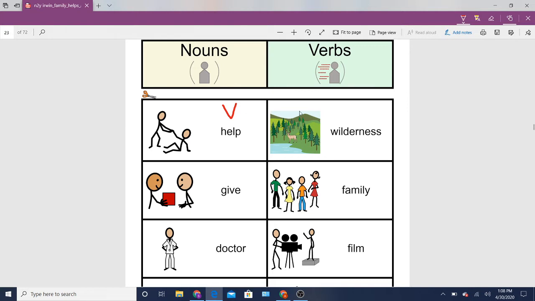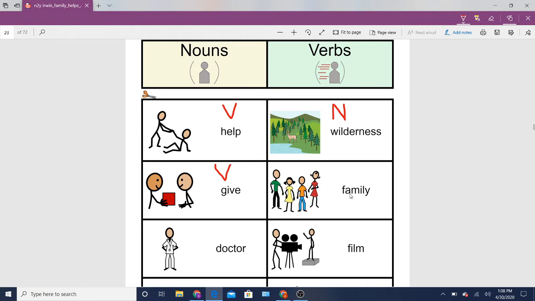Wilderness. Is that a person, place, or thing? Yes, it's a place. So we're going to put an N for noun. Give. Is give a person? No. A place? No. A thing? No. Is it a verb? Can you give someone something? Can you do that? That's what you ask yourself. And if you can say yes, you can give someone something, like he is giving this other person a box, then that is a verb. He is doing that. It's an action word.